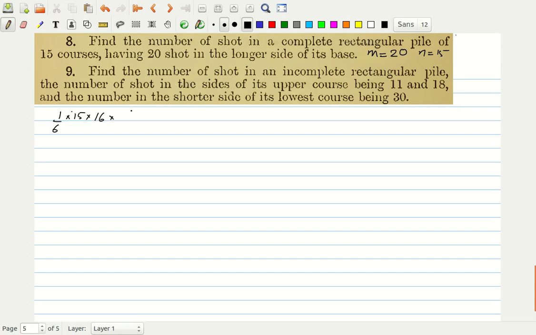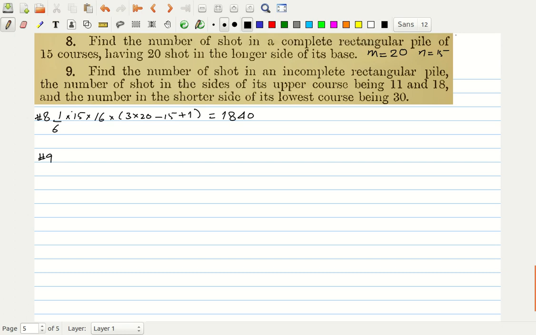So 3 times 20 minus 15 plus 1. And if you solve this, you will get the total number of balls equal to 1840, right? This is problem number 8. So this was a straight application of formula, so I will not spend too much time here. Now let us look at problem number 9.